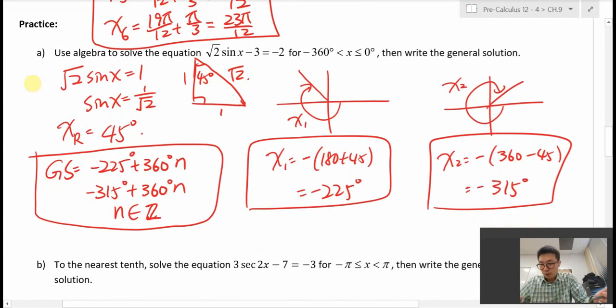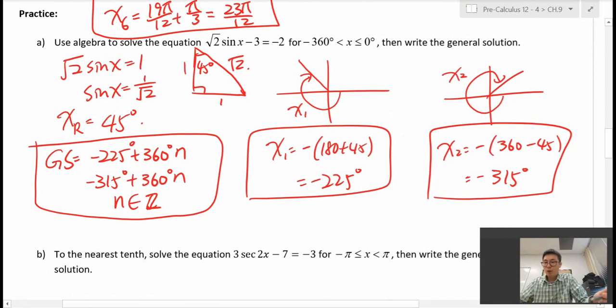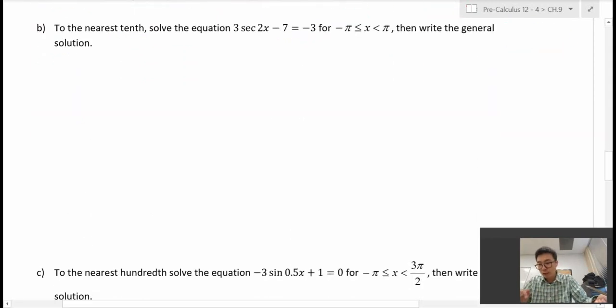Okay, so moving forward to the practice question. Hopefully this is what you got. You should get negative 225 and negative 315 degrees, and then to find the general solution, you simply take those 2 answers plus 360 times n. Now in this case you actually have 2 general solutions because you won't be able to get one answer from the other by adding the period, so you actually need to write down both of them. General solution is always those 2 answers plus the period times n. Okay, continue with part B.